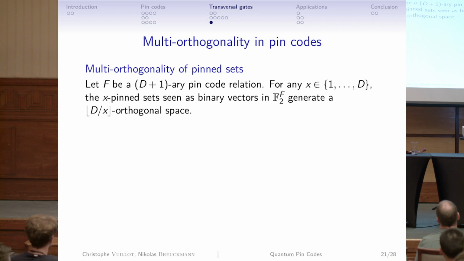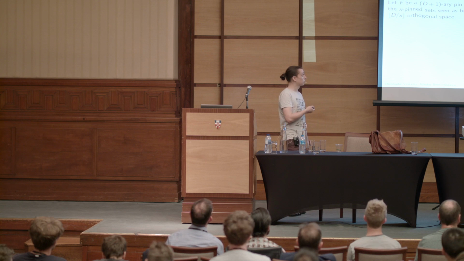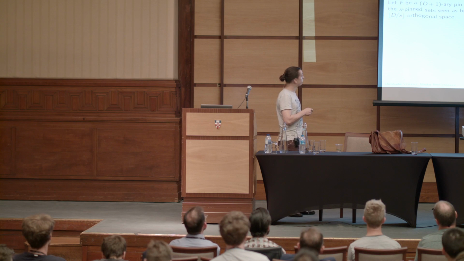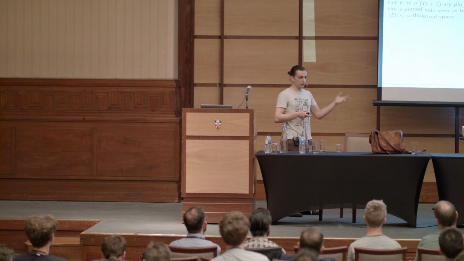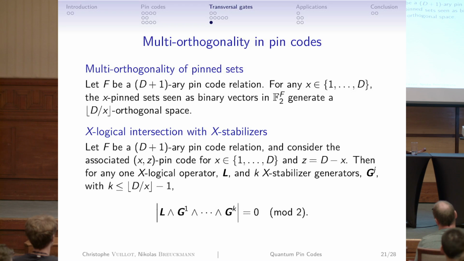Okay, so are pin codes good for this kind of property? My answer is partially yes. The first very nice thing is that if we take a pin code relation on D+1 levels, and then look at the X pin set, so the pins at X level, as a vector space, you can easily show that this is actually a D over X orthogonal space. So if X is not too big compared to D, then you can have some high orthogonal space in there. Now the second condition is more tricky, because you need to have control over the overlap of logicals.